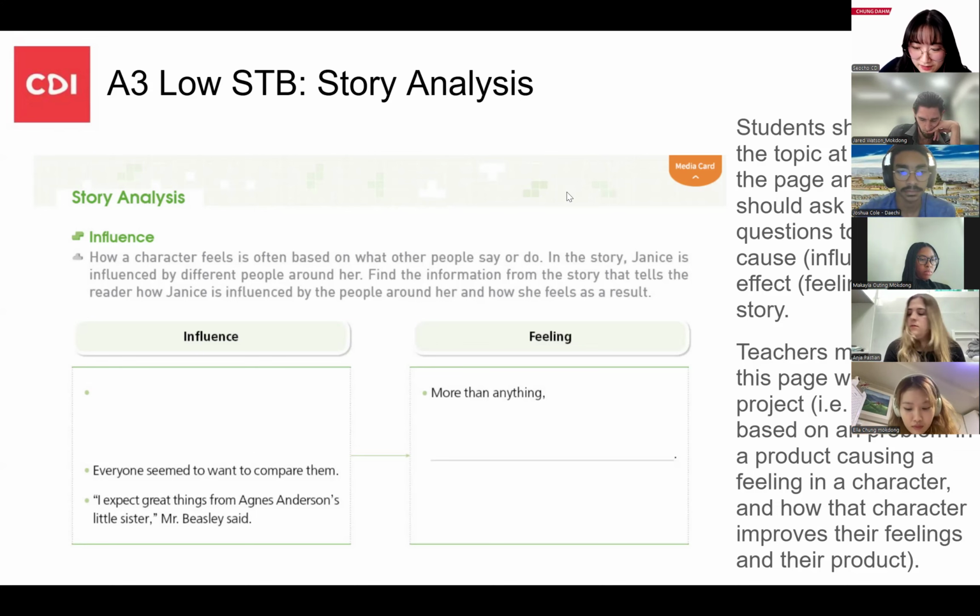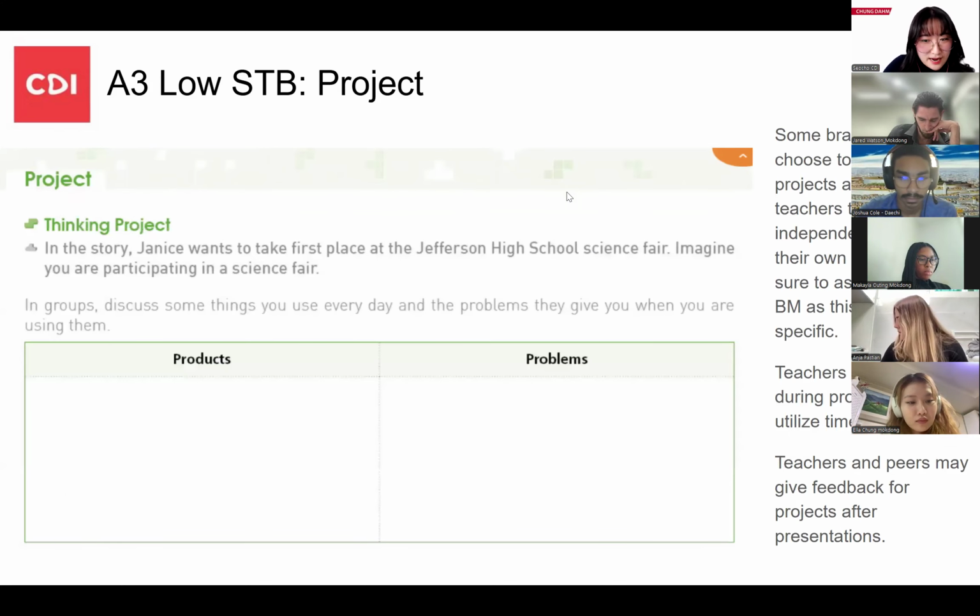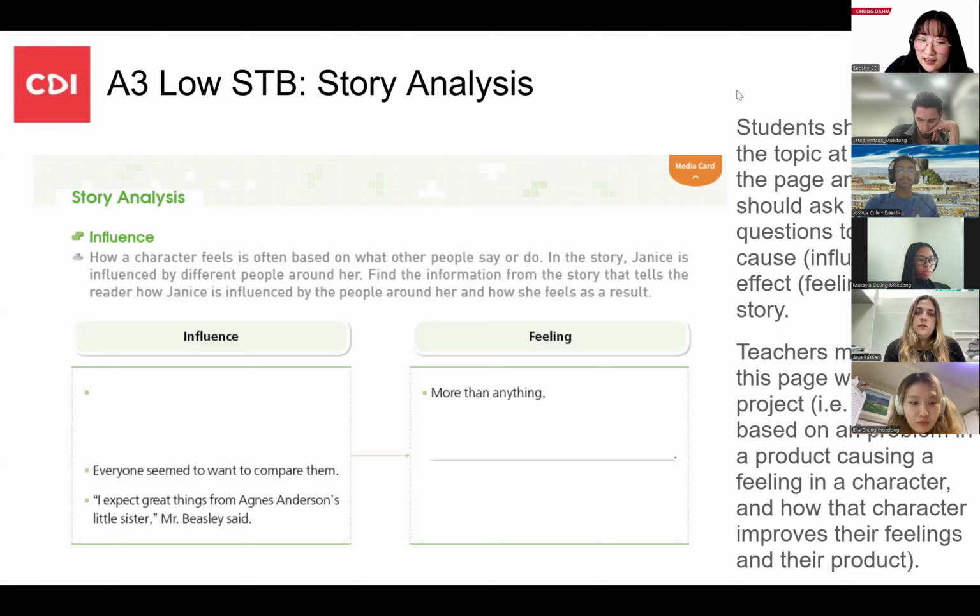So, for example, this project is about a product and what are some problems with that product. So, if I want to incorporate this topic into that project idea, maybe I'll make a project about a problem in a product that causes a feeling in a character of choice for the student. And then maybe how does that character improve the product and their feelings later on? And that way they're both incorporated into the project itself.